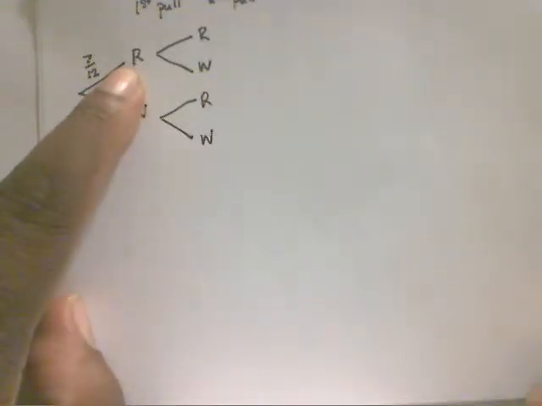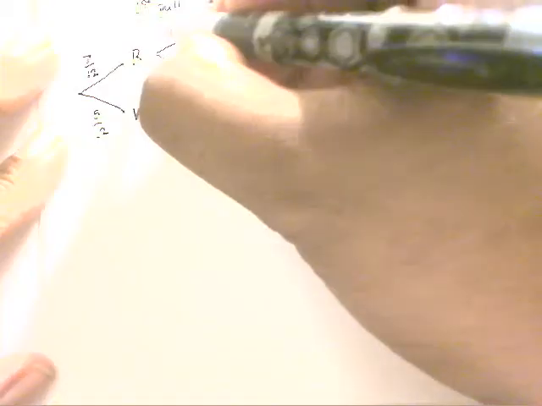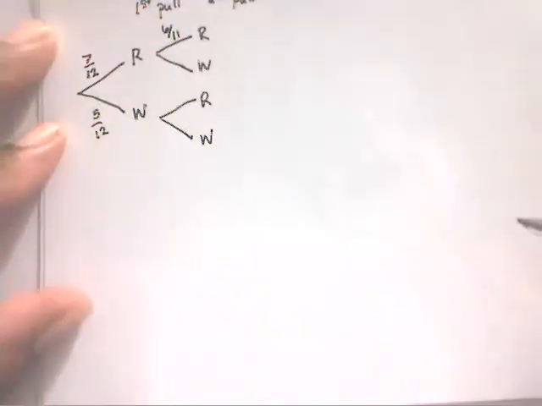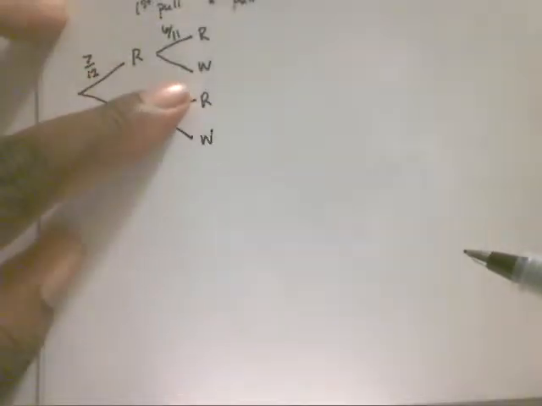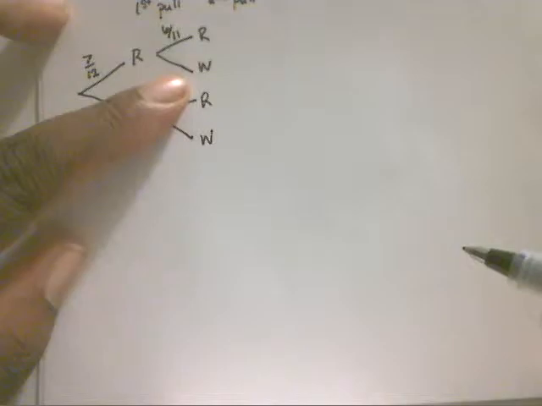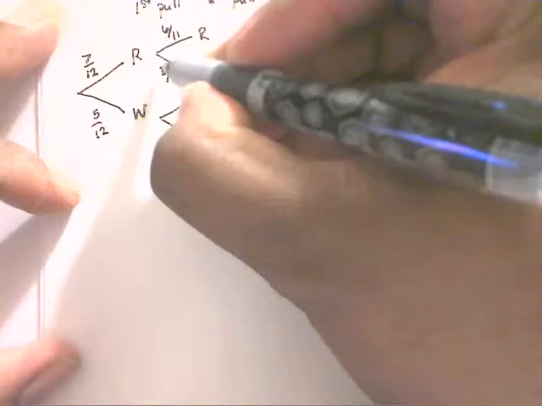Okay, now let's find the probability of selecting a red gumball on the second draw if a red gumball was taken out on the first pull. So now if the first gumball that you drew out was red, now you have 6 gumballs to choose from out of 11. So that probability drops to 6 over 11. And if the red gumball is drawn first, you'll still have 5 white balls out of 11. So that probability is 5 out of 11.